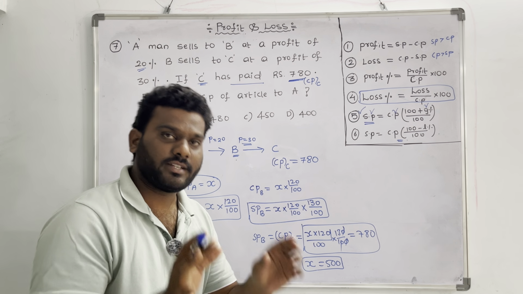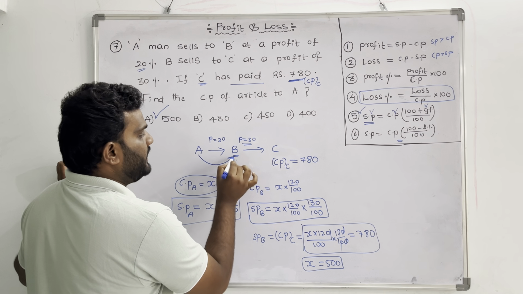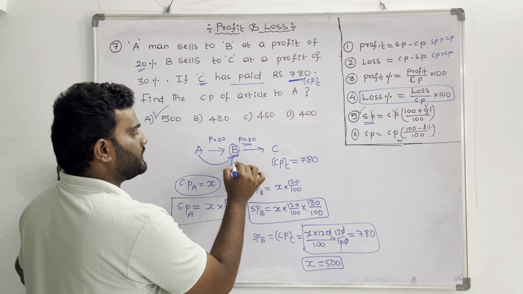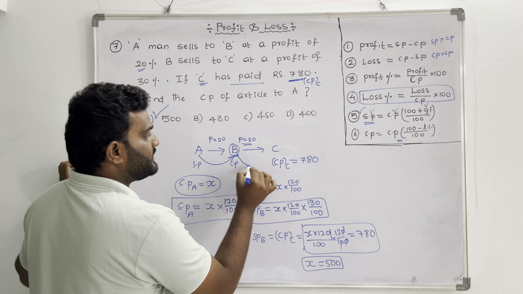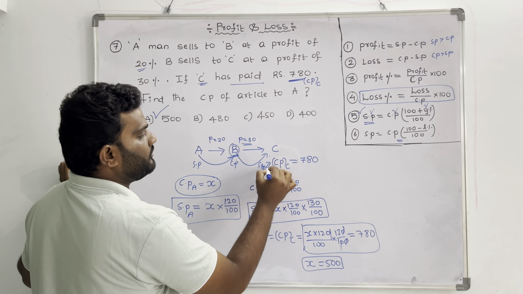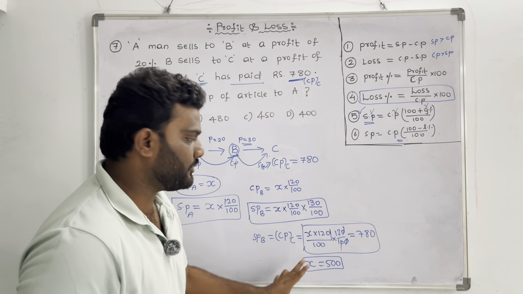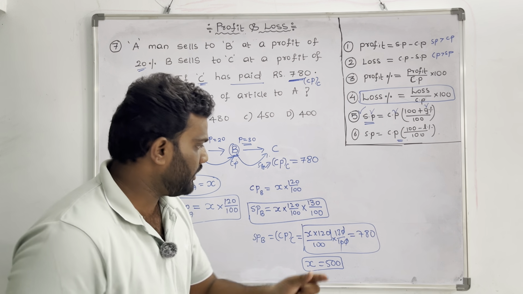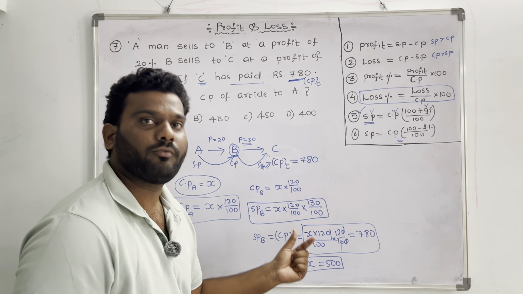Simple sequence. Once again I will tell you. Listen. A is selling something to B, and that selling price of A will become cost price for B, and B is selling something to C. That selling price of B will become cost price of C. That is the concept here. This is the method to solve that. If you don't understand, stop the video and observe for 2 minutes. You will understand definitely, or listen once again to this sum.